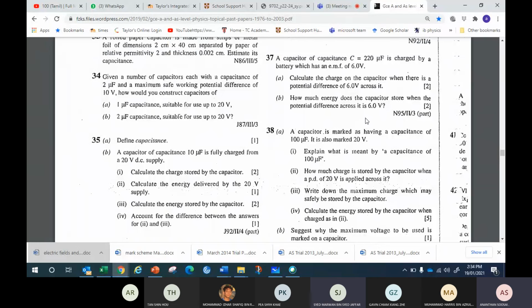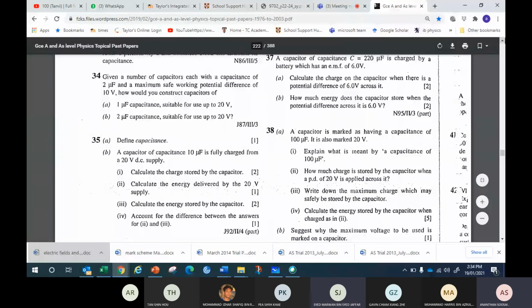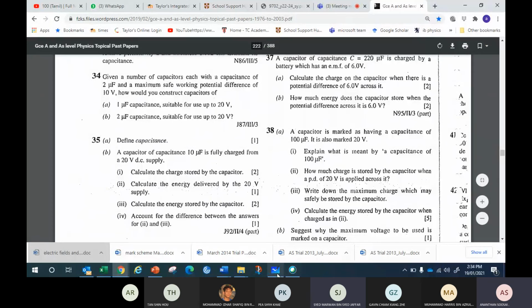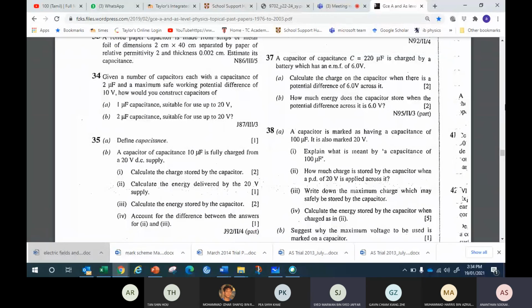Okay, let's try this challenging one. 34. Okay, 1 minute for you. Read the question. Get me the answer. Given a number of capacitors, each of which has a capacitance of 2 microfarad and a maximum safe working potential of 10 volt, how would you construct a capacitance of 1 microfarad, suitable for use up to 20 volt?